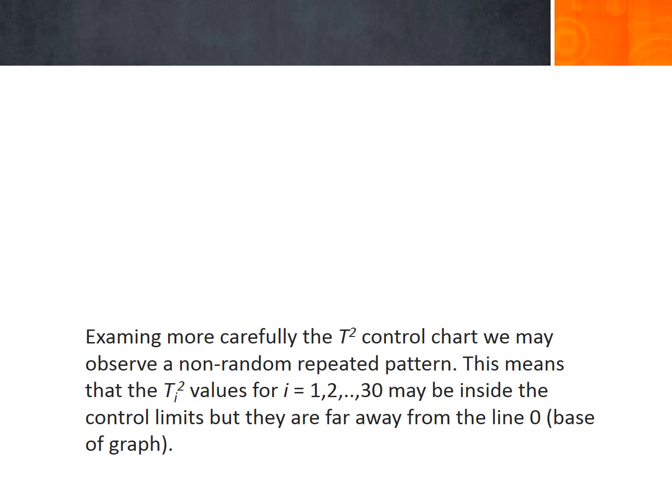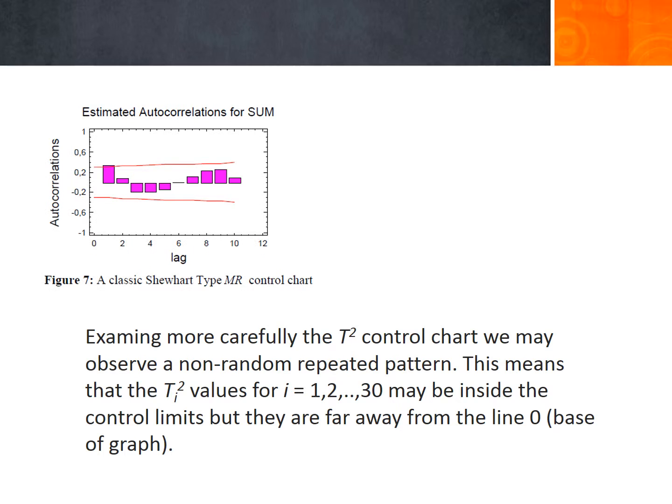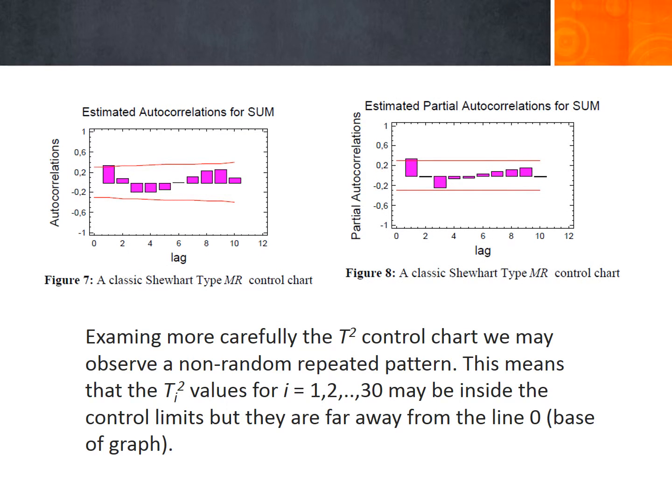Examining the T-square control chart more carefully, we may observe a random repeated pattern. This means that the Ti square values for i equal to 1, 2 and so on to 30 may be inside the control limits, but they are far away from the line 0, the base of the graph. This fact is owed to the autocorrelation, as we may easily conclude by observing figures 7 and 8. There is statistically significant autocorrelation among the values of Ti square.